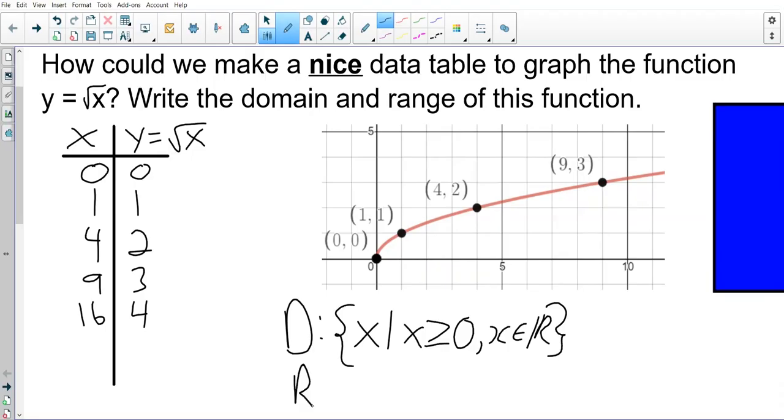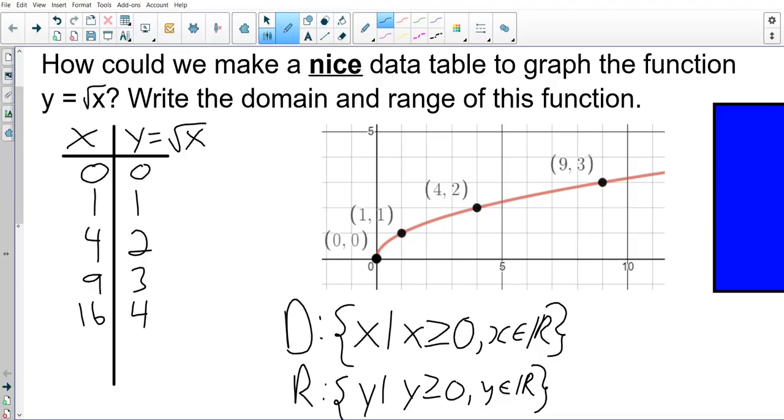And then I'll do my range. And when I look at my range, y starts at 0 and is greater or equal to 0. Now, it grows a lot slower in y than it does in x, but there is still no bound on the y values. It's going to go all the way to infinity.